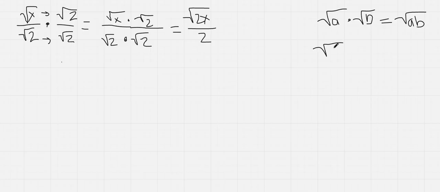Also, the square root of x times the square root of x is simply x. Another way you will likely see that written is the square root of x squared equals x. All right, let's do another one.